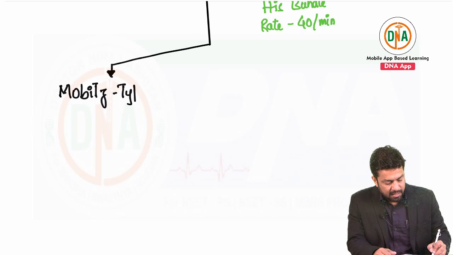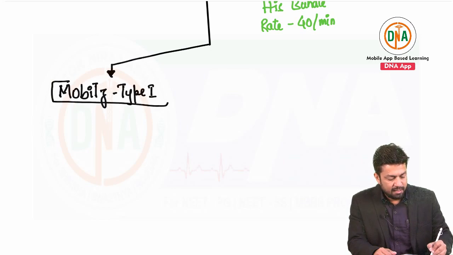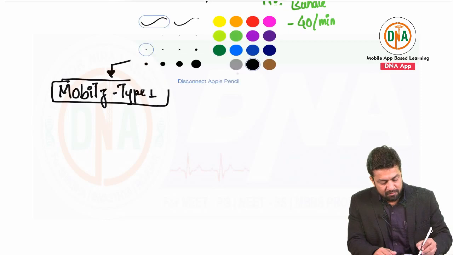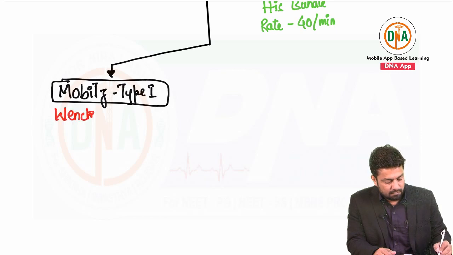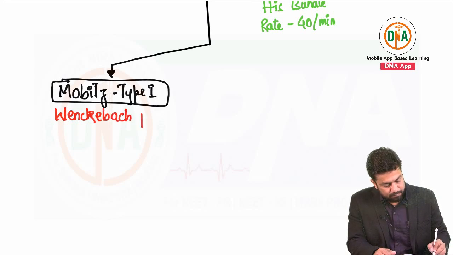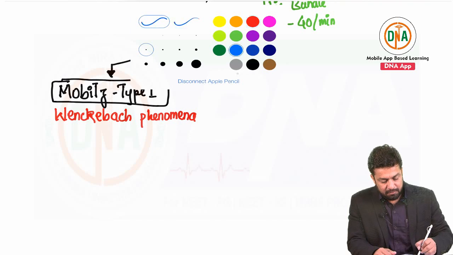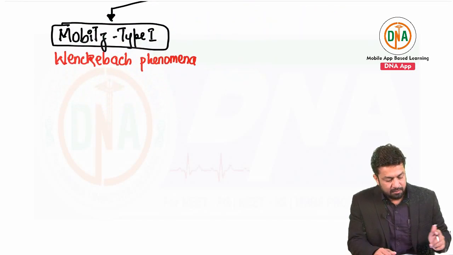Mobitz type 1. This is not first degree heart block guys. This is second degree heart block Mobitz type 1, and this is also called the Wenckebach phenomenon. What happens in this Wenckebach phenomenon?